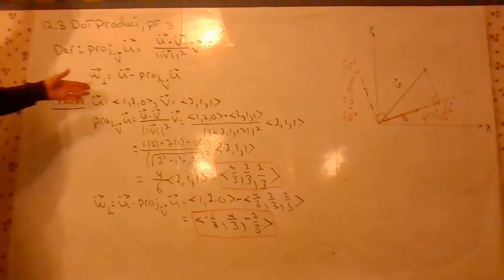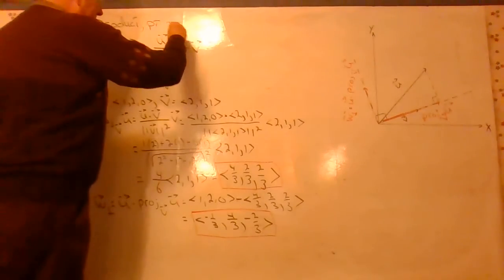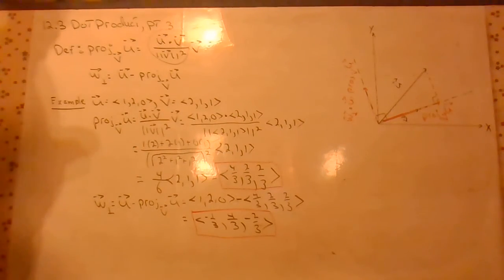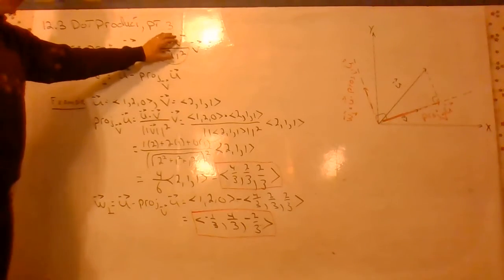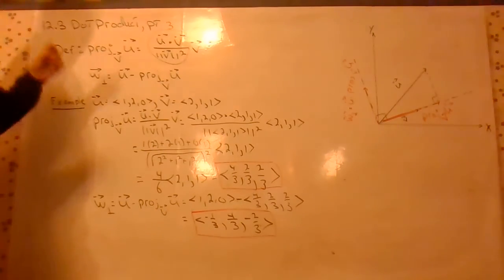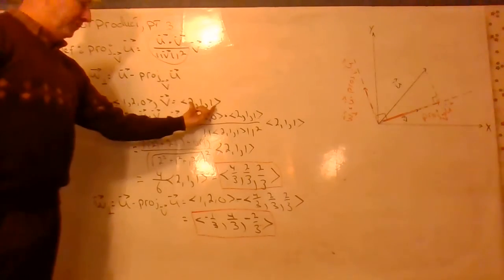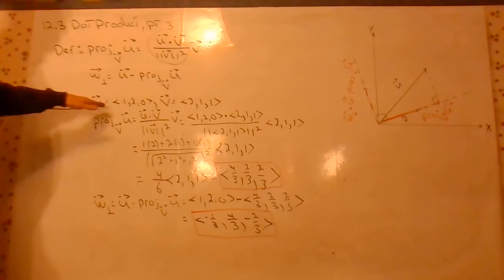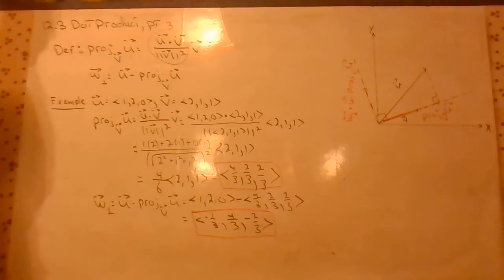First, a computational example. Keep in mind that this right here is just a number. It's a scalar. And we're going to plug u and v into this, compute this, just get a number, and then multiply it by v. It's not as complicated as it looks. Let's suppose u is 1, 2, 0, v is 2, 1, 1. Projection of u onto v. This is a good way to work it out. If you try to do too much at once, you'll get the wrong answer.